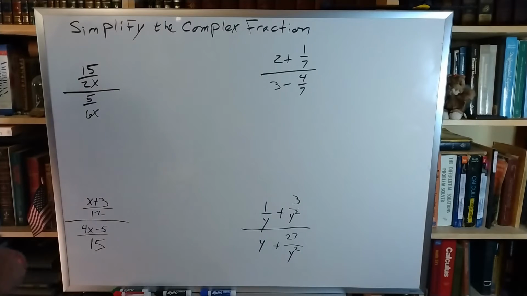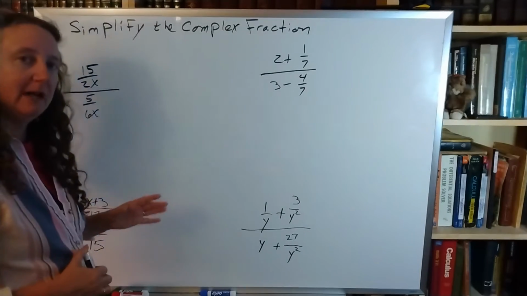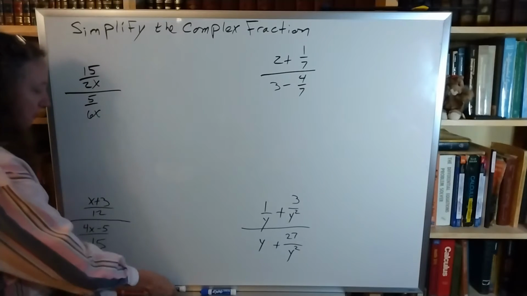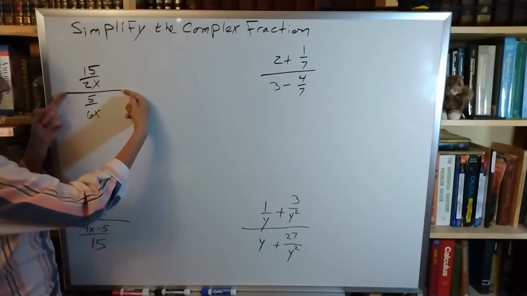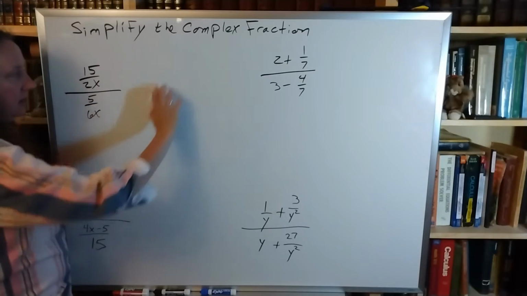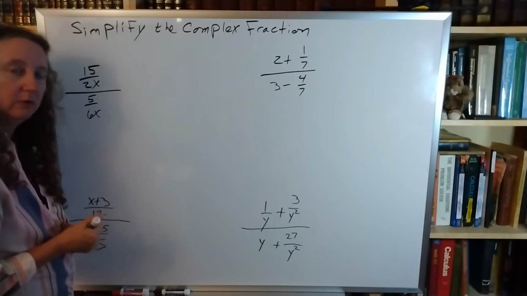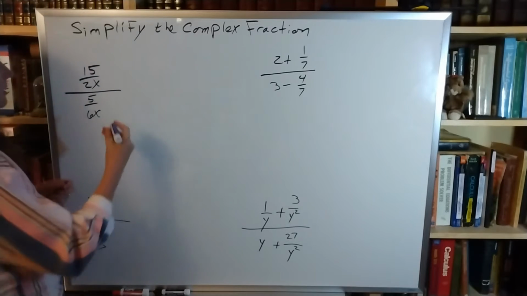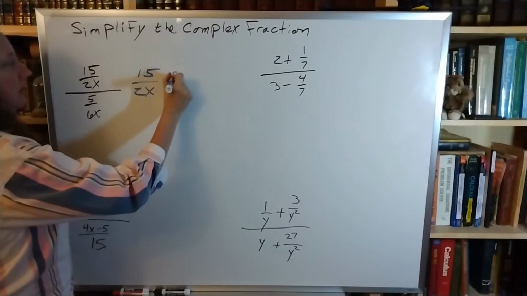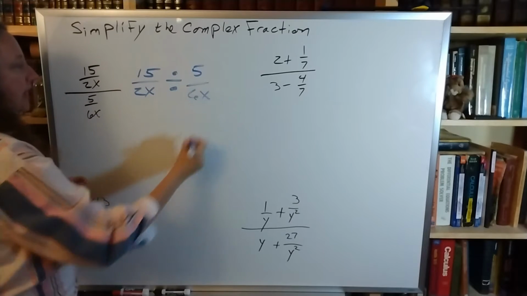Simplify the complex fractions. The easiest way that I've found to deal with fractions like these is to replace that large middle fraction bar with a divide by and move the other one over after. So the first thing I'm going to do is rewrite this as 15 over 2x divide by 5 over 6x.